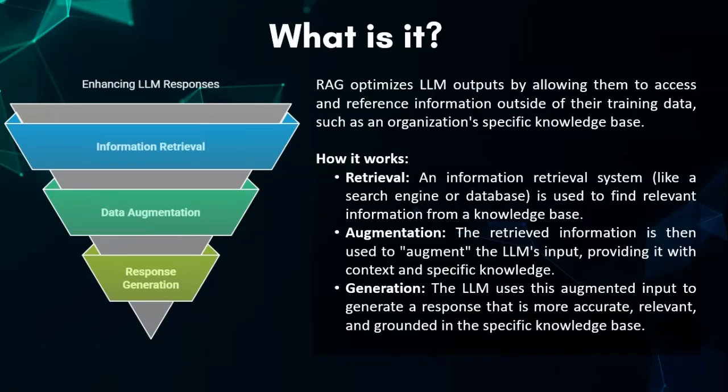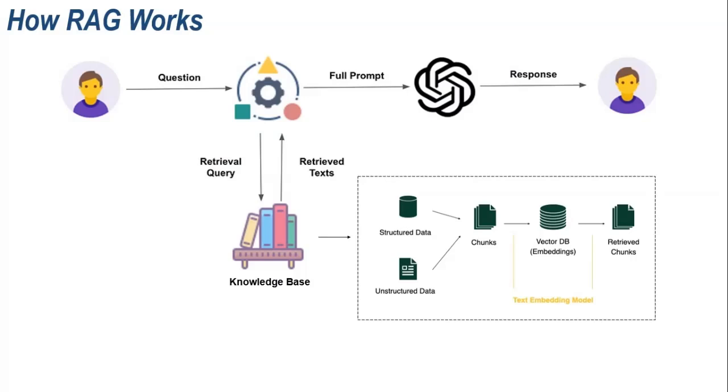Next is the augmentation stage. The retrieved information is used to augment the LLM's input, providing it with crucial context and specific knowledge. This means the retrieved data is added to the user's original query and then sent to the LLM. The final stage is generation. At this point, we have an augmented prompt that contains the relevant context. The LLM uses this enriched input to generate a response that is more accurate, relevant, and grounded in the specific knowledge base. This response is then crafted, much like a storyteller would, and delivered to the user as the final answer.